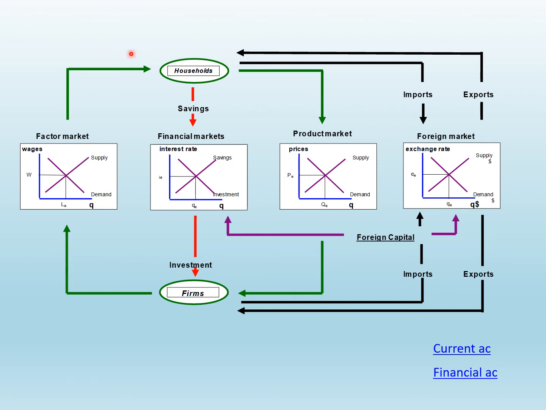We have introduced the concept of the circular flow, shown as the green arrows in this diagram. We have households and we have firms. We've also introduced the product market. We've introduced the factor market, and we're using the labor market as a proxy for the factor market. And in the last topic in this course, we looked at financial markets.